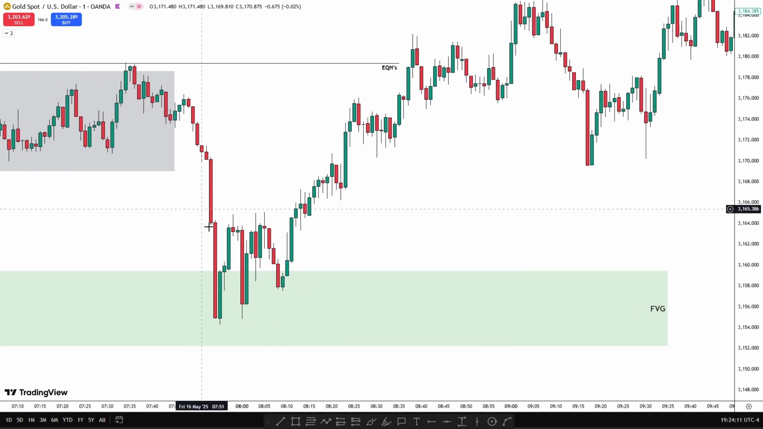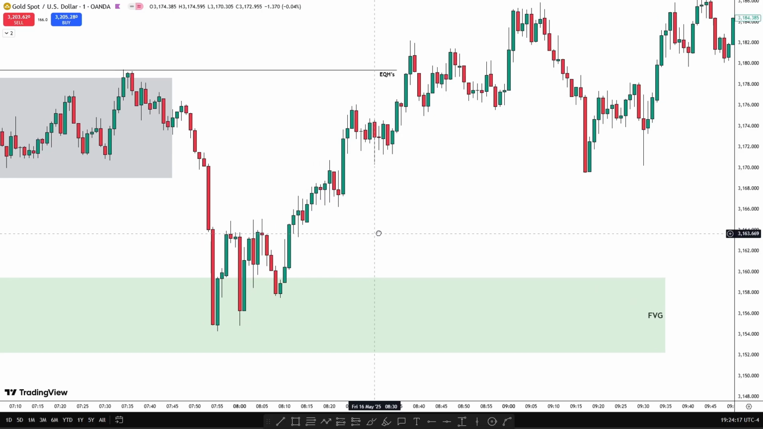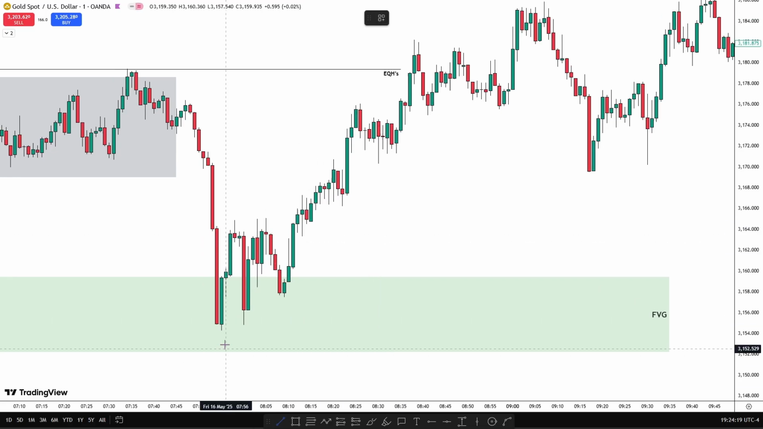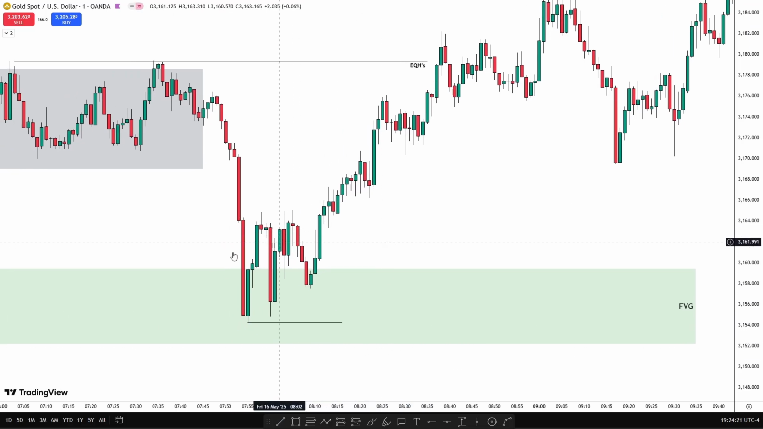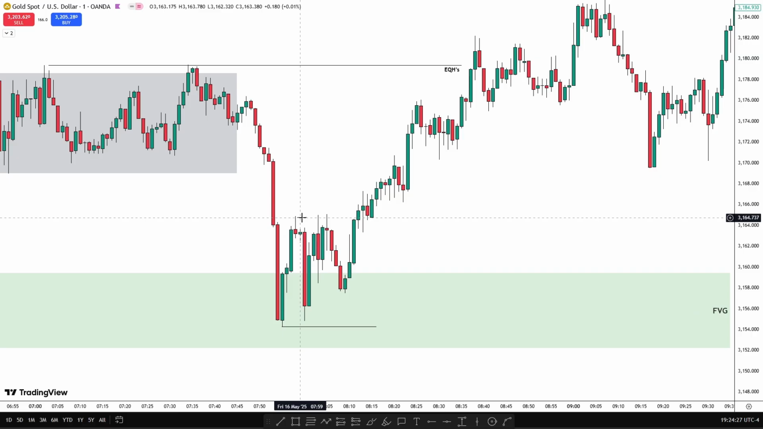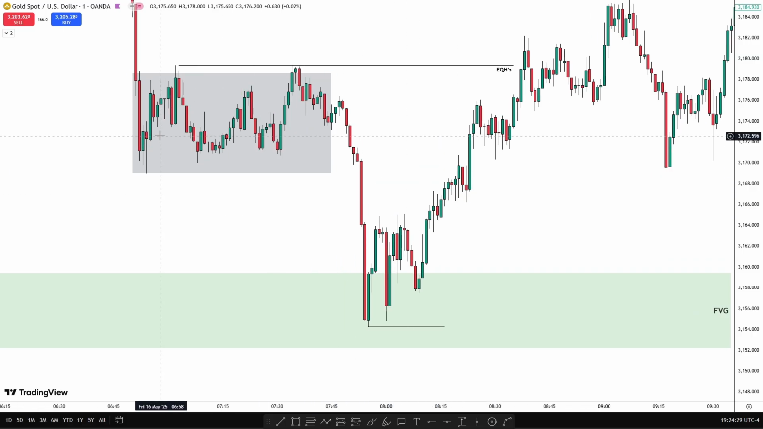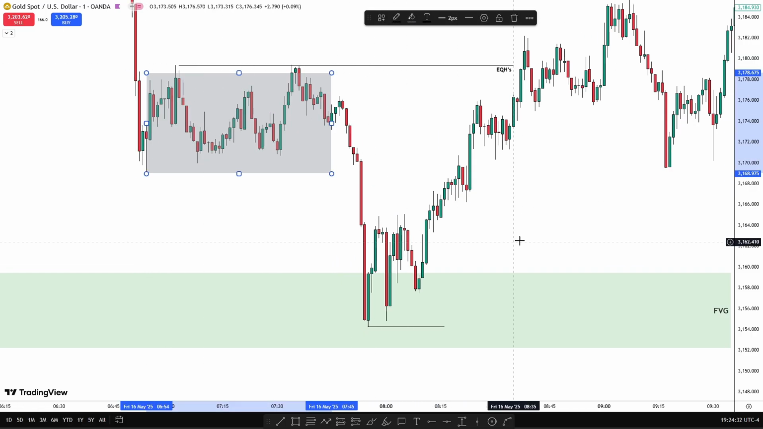As you can see, as soon as we got our manipulation on the lower time frame, we created another model. We just started accumulating here. Now we didn't manipulate lower to take out these lows, so after seeing how price just started accumulating, I wouldn't have been looking for a trade. I would be looking for an impulsive move higher after the manipulation.